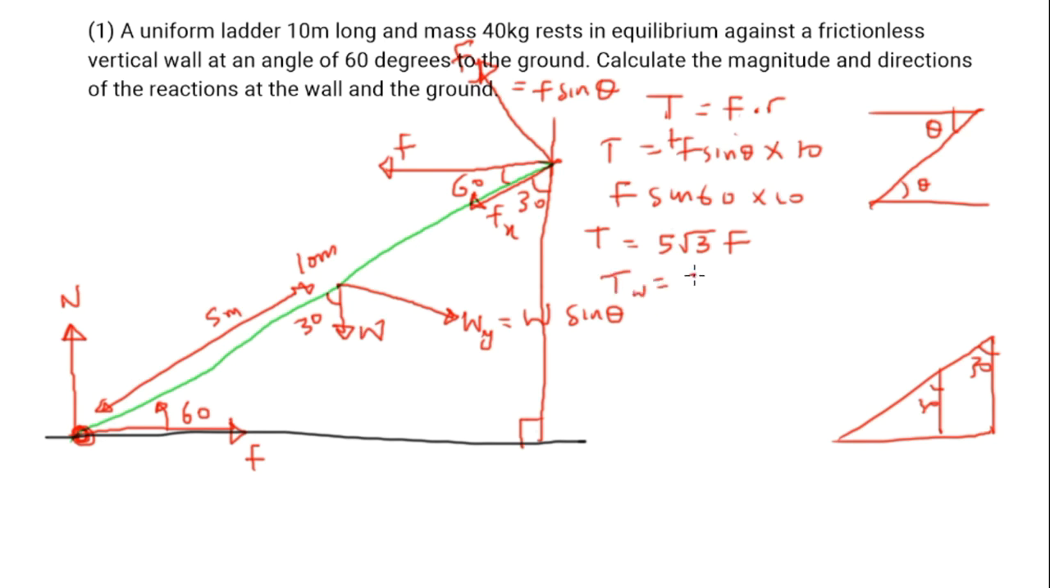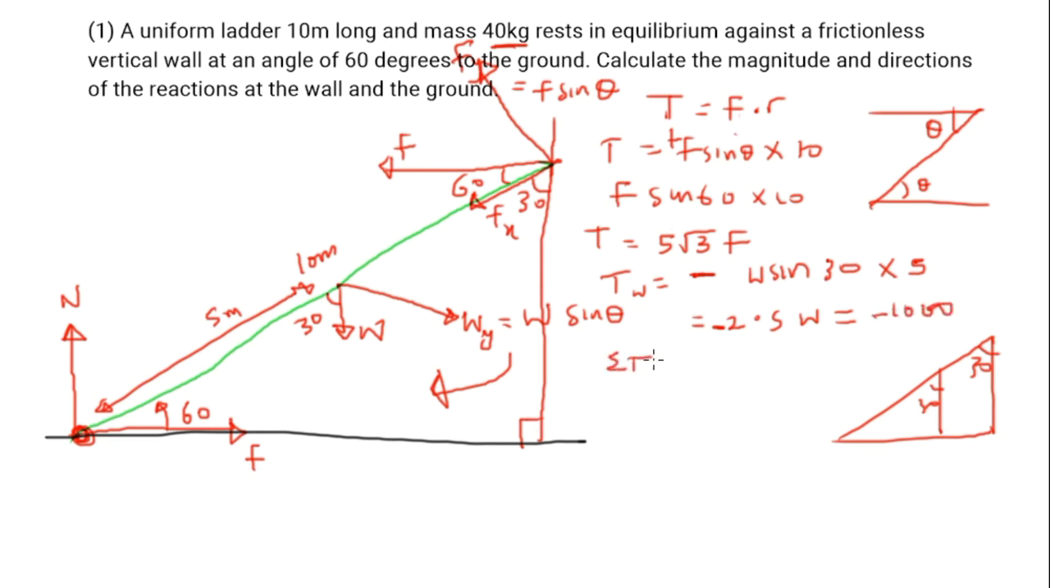So the torque that is produced by the weight is a negative torque, it is clockwise. It is the product of W sine 30 by the distance, which is 5, then 5 multiplied by sine 30, which is 2.5. So we'll have 2.5 minus 2.5 W. Notice that W is the product of mass times acceleration due to gravity. That's 40 times 10, since 40 is the mass. So we'll have 40 times 10 multiplied by 2.5, which is 1000. So that's minus 1000.